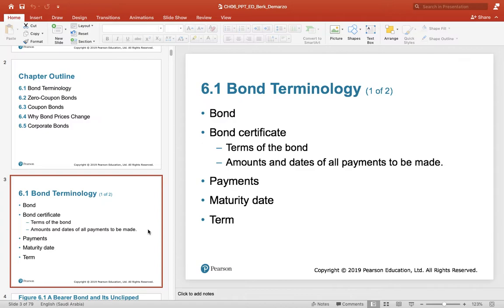Payments: as I said in the beginning, the bondholder buys the bond, pays money to the company to buy the bond, and once the bond is issued, the company pays the interest, which is known as coupon, to the bondholders at a fixed interval. The coupon rate is fixed and it is paid sometimes annually, sometimes semi-annually and quarterly. If nothing is mentioned, the bond coupon is paid semi-annually.